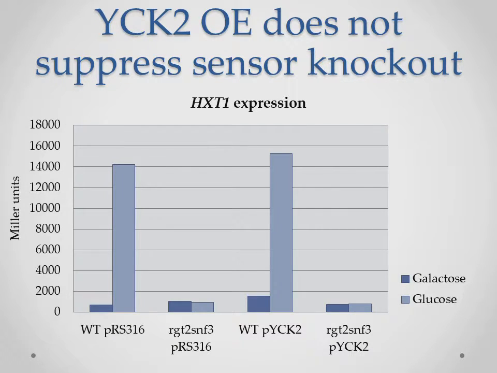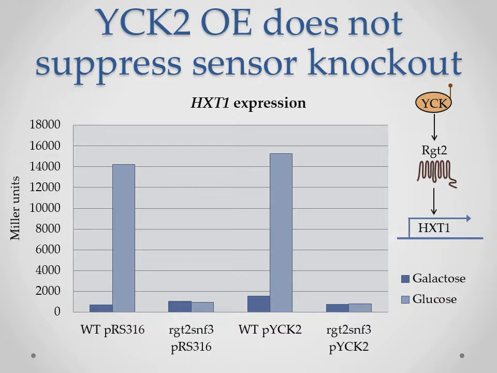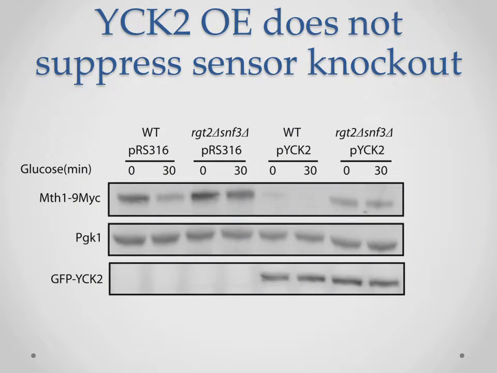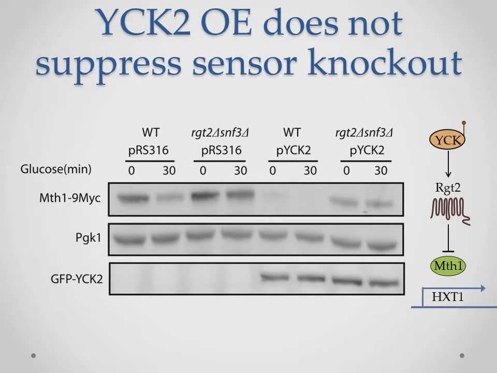So what this suggested to us initially is that there might be some possibility that YCK was actually functioning above the sensor. We double-checked this by looking at another readout, which is MTH1 degradation. As I mentioned, when you have cells in galactose, MTH1 is present. However, when you add glucose, you see this rapid degradation of MTH1. This doesn't occur in the sensor knockout, so we thought that if we overexpressed YCK, we might be able to see some rescue of this sensor knockout phenotype. However, again, we didn't see the rescue we were expecting, suggesting again that YCK might be functioning above RGT2 and unable to degrade MTH1.